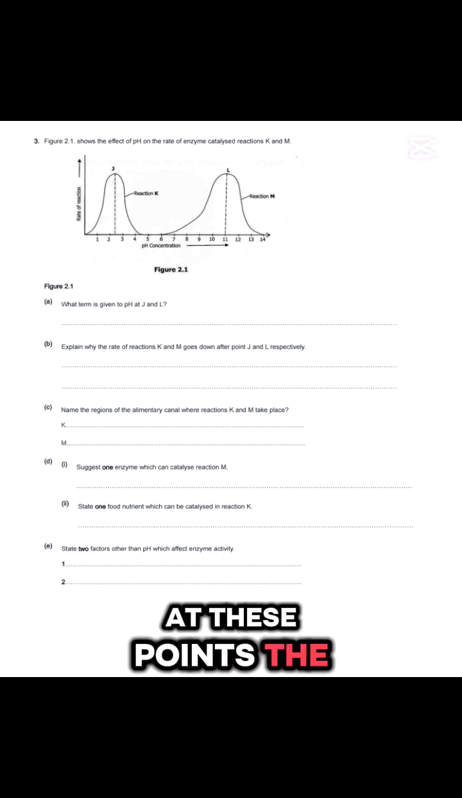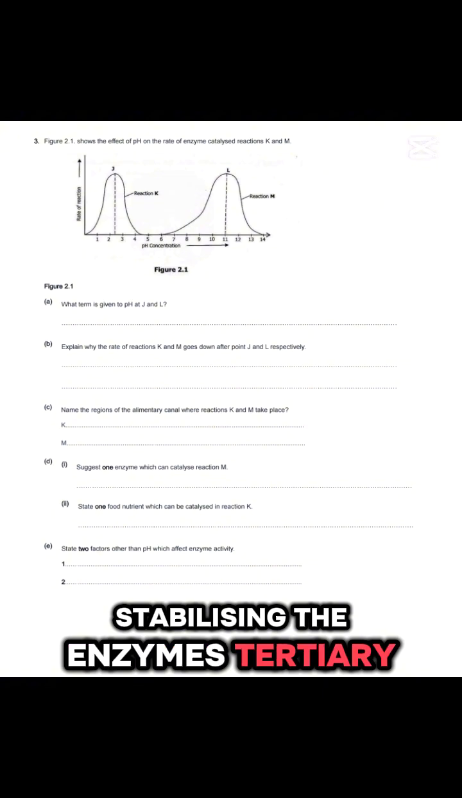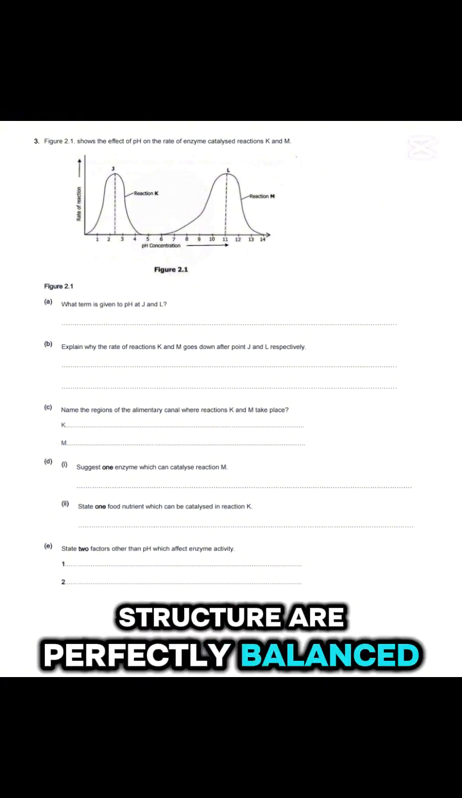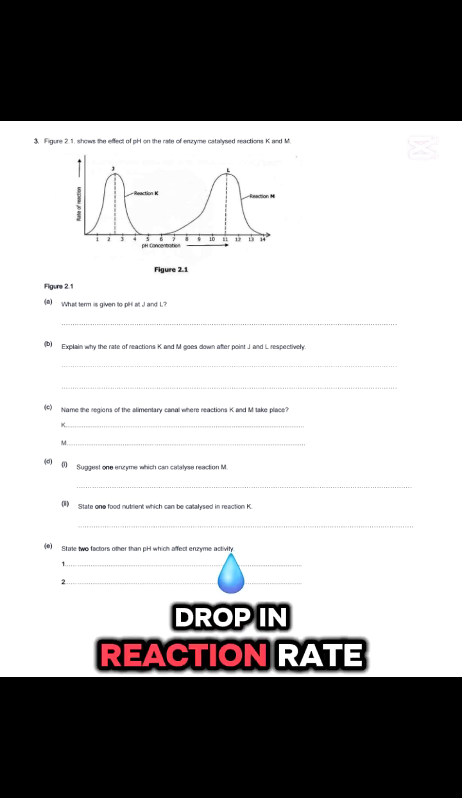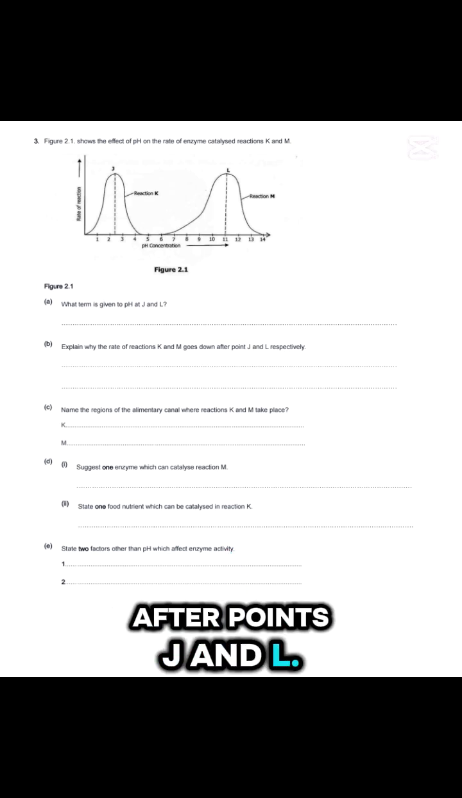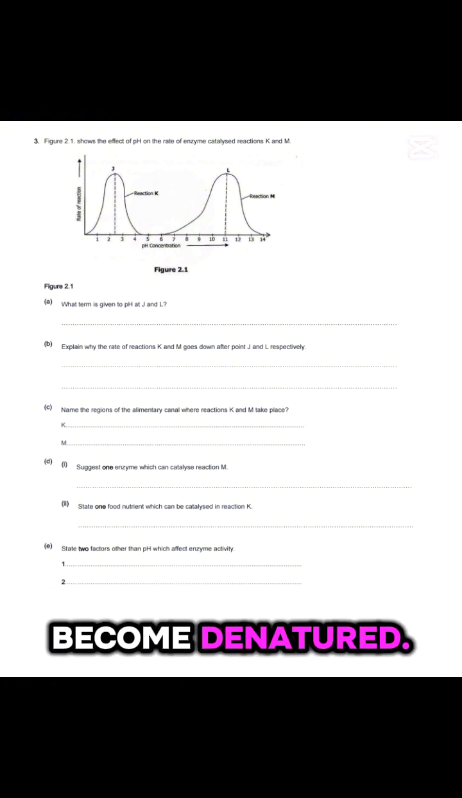At these points, the chemical bonds stabilizing the enzyme's tertiary structure are perfectly balanced, rendering the active site fully functional and complementary to the substrate. 3b. Drop in reaction rate after points J and L. Correct answer: the rate goes down because the enzymes become denatured.